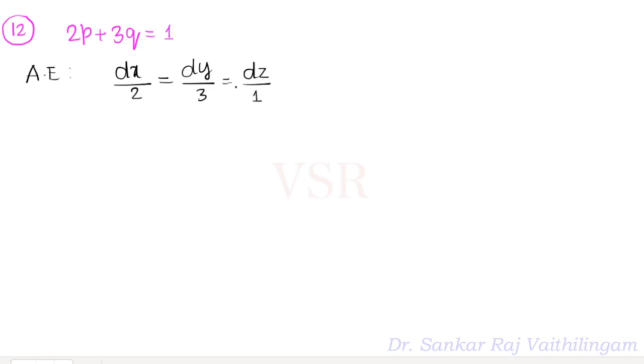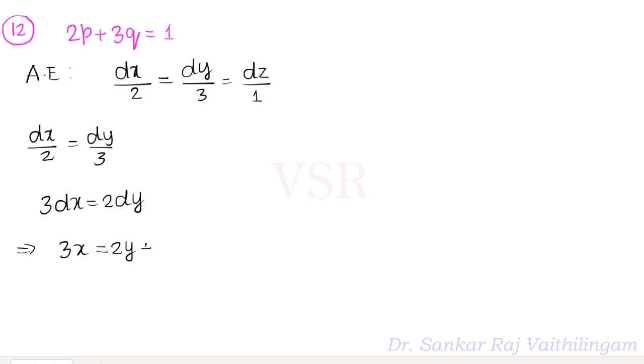So dx by 2 is equal to dy by 3. Simplifying, 3dx is equal to 2dy. So this implies that 3x is equal to 2y plus a. So this implies that 3x minus 2y is equal to a. So this is my first function. Okay, what about the second function?